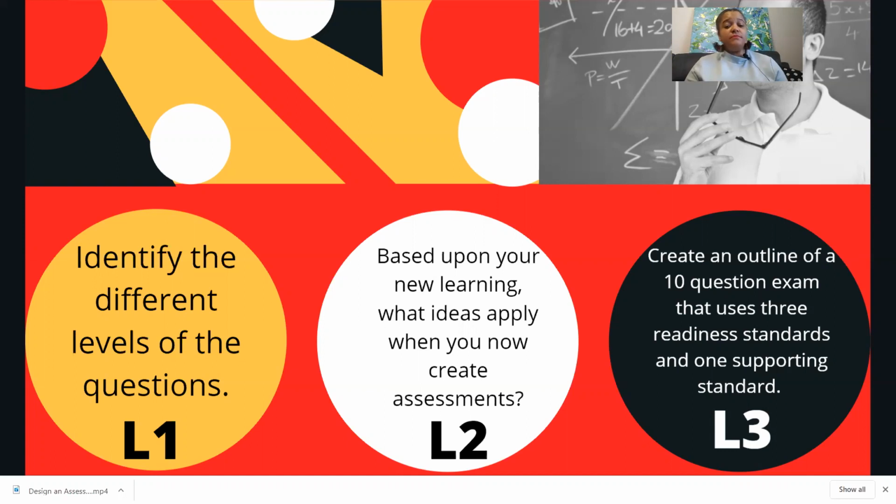And then now we're going to move to this level 3 question. And I'm going to tell you it's time for you to create an outline of a 10-question exam that uses 3 readiness standards and 1 supporting standard. See what happened here? Now you're creating, which means that you have to take all the information that you just learned and create something. Now, for the time that's taken here, you do not have to create something unless you want to challenge yourself and push pause, and you can do that. But I'm going to give you just a second to look at these questions.